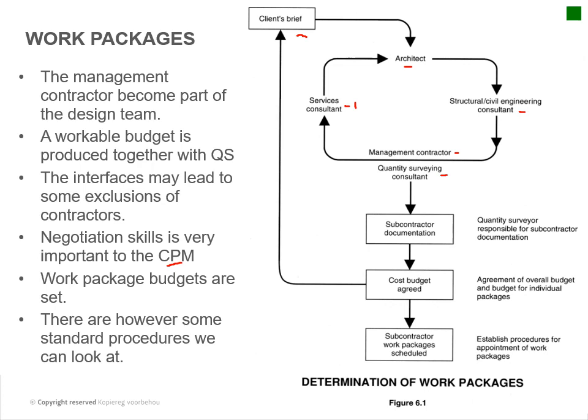So you've got your subcontractors, and the quantity surveyor responsible for subcontracting documentation, etc. You've got a subcontractor that maybe does the plumbing design also, and then all of those packages are put together to get to a cost budget, and that's agreed between the quantity surveyor and your service consultant. Okay, and then the client signs that agreement. And then your subcontractor work package schedules are developed, and then the project is implemented, and so on.